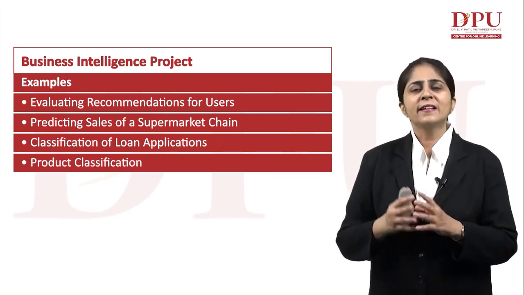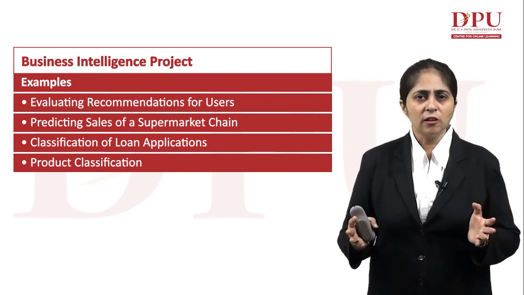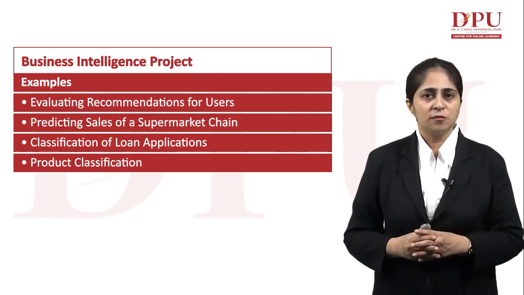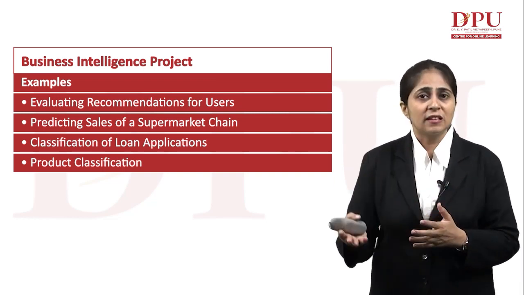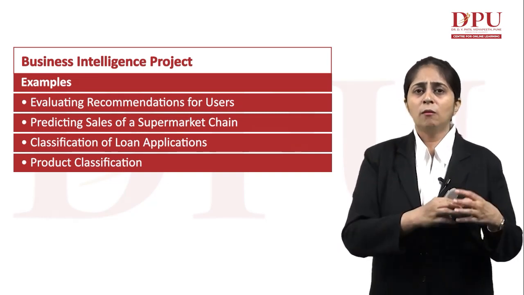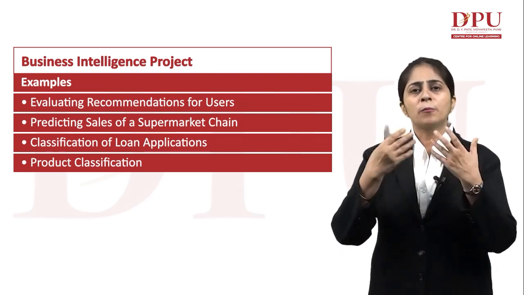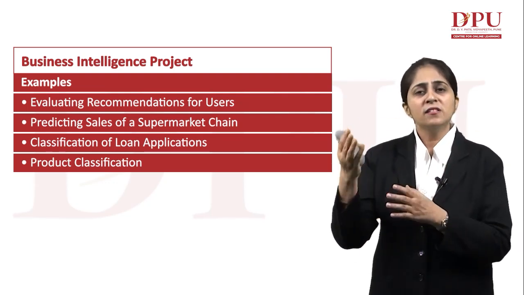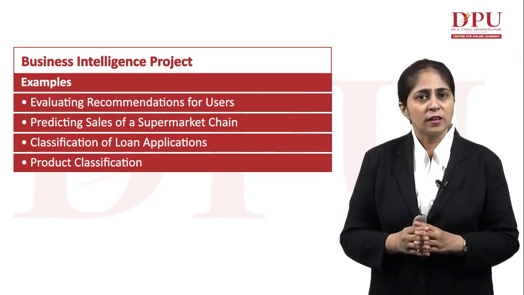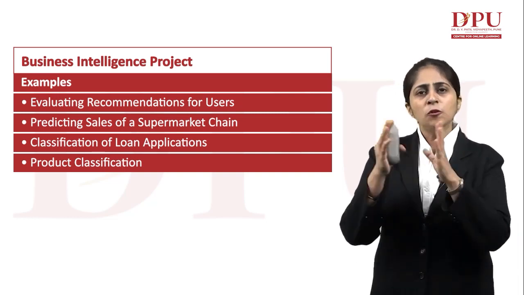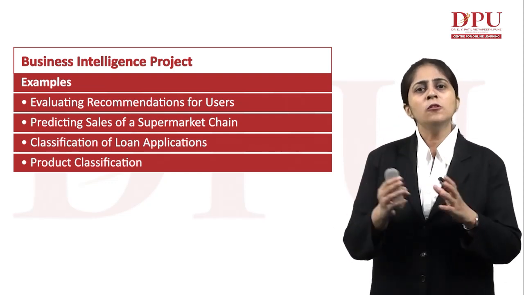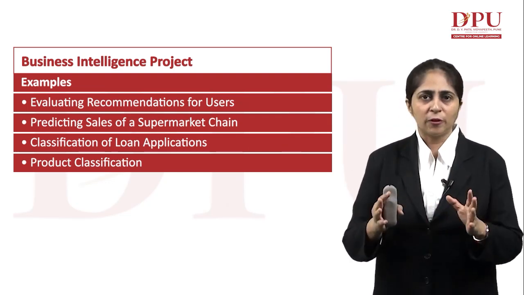Then product classification for any organization that is building a number of products. Now you have to classify these products into various categories. Like if you are building products for small children, some products for teenagers, and some products for old age people, you have to classify your products in such a way that if you get to know that a particular product belongs to a teenager, you can recommend similar products to that particular person.